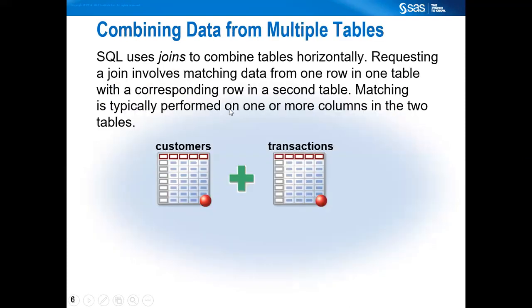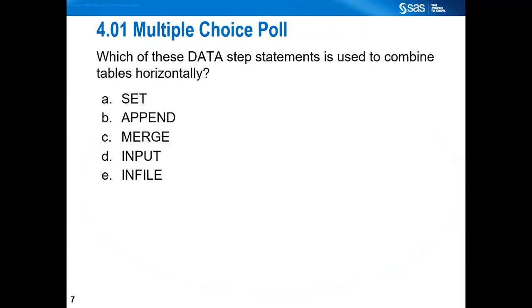So that's what it's telling. Matching is typically performed on one or more columns in the two tables. So you can match the two tables not only on a single or two common columns, but also on more than two common columns. All right. Before moving into it, you have a poll. Which of these data step statements is used to combine tables horizontally in your base SAS?